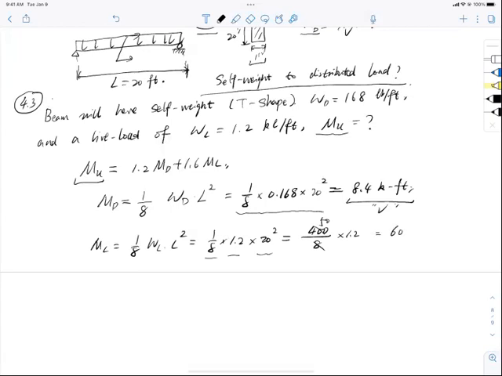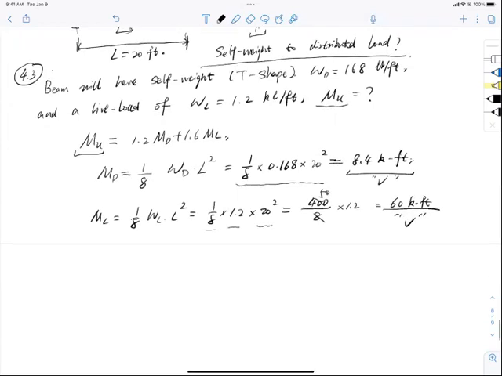All right, I got 60. 60 feet. There you go. That's the correct answer. Thank you, Jacob. All right. So now that is my applied moment from dead load, from live load.